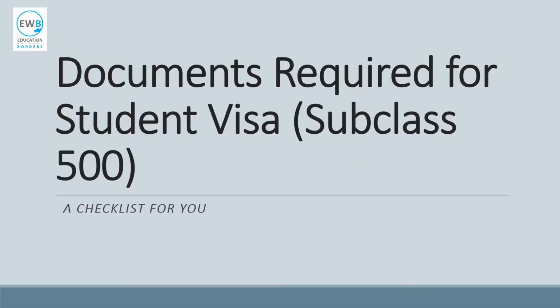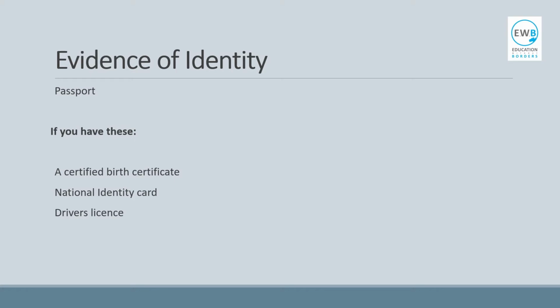So let's get into today's video, which is looking at documents required for your student visa subclass 500. And hopefully this checklist that I'm going to provide for you will be very useful. The main evidence that you are going to require for your visa application is your passport.